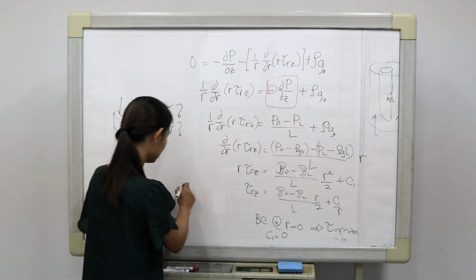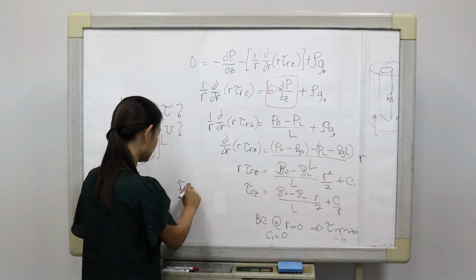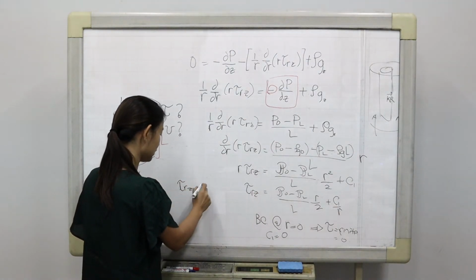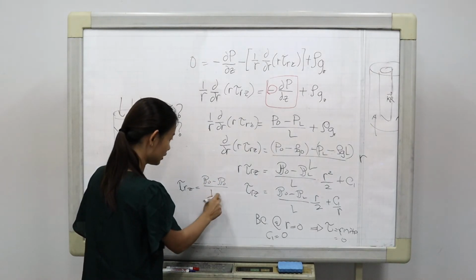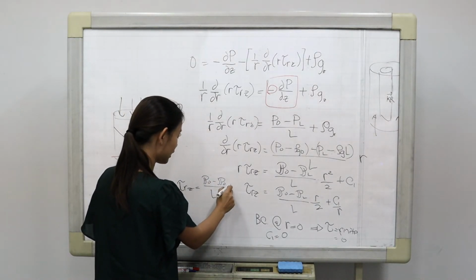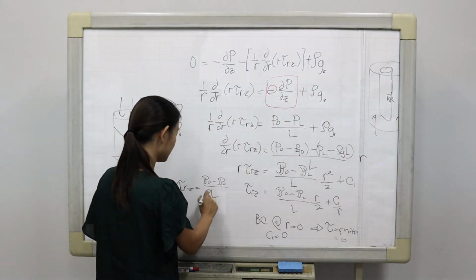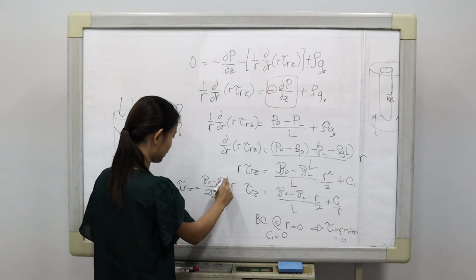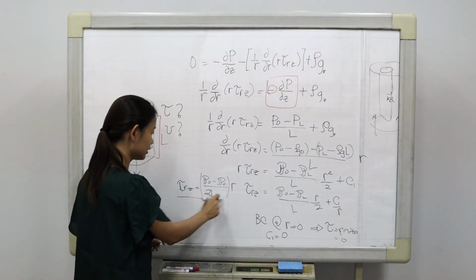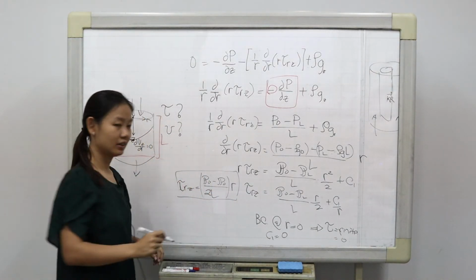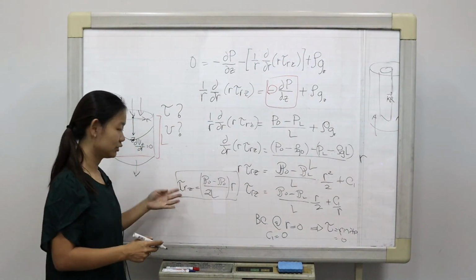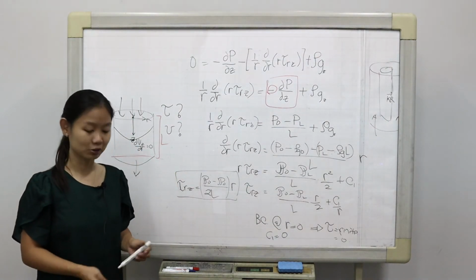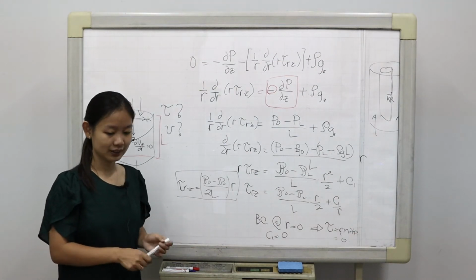And finally, what you get is tau RZ is P0 minus modified pressure divided by L times r. So finally, this is the equation for your modified pressure. If you check on section 2.2, I think should be similar.